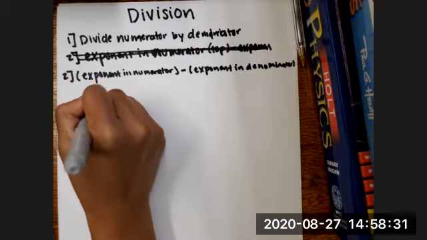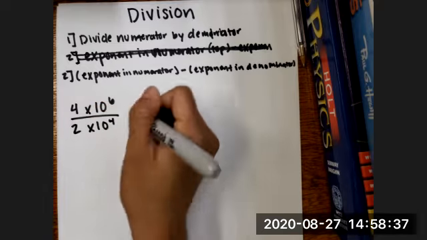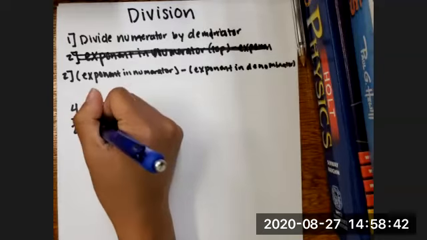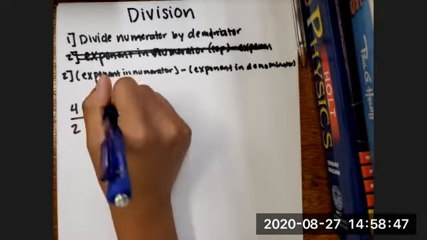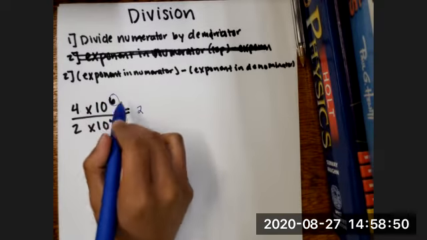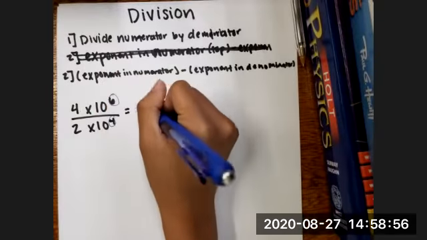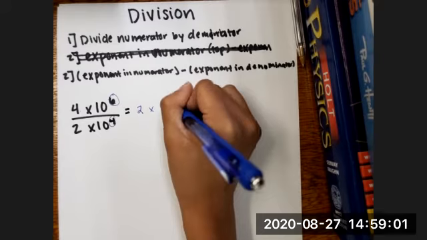So here we go. I have the steps written out as always from our notes. For the first one, I have 4 times 10 to the 6th divided by 2 times 10 to the 4th. I divide the numerator by the denominator: 4 divided by 2 is just 2. Then I subtract the exponent in the denominator from the exponent in the numerator. So 6 minus 4, and I'm left with 2 times 10 to the 2.